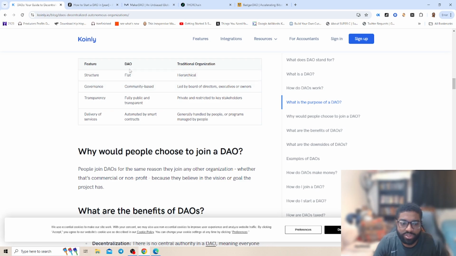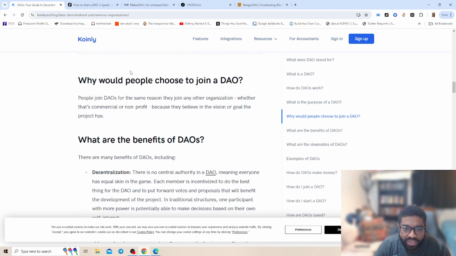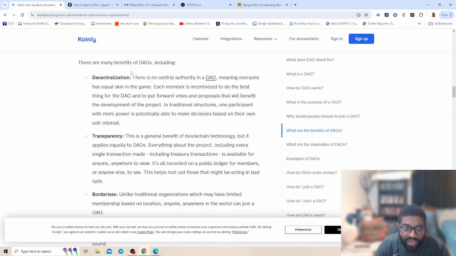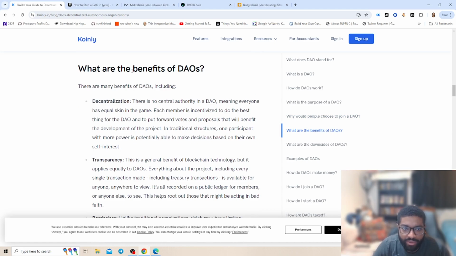Why would people choose to join a DAO? People join DAOs for the same reason they join any other organization, whether commercial or nonprofit, because they believe in the vision or the goal the project has. What are the benefits of DAOs? There are many benefits. Decentralization. There is no central authority in the DAO, meaning everyone has equal skin in the game. Each member is incentivized to do the best thing for the DAO, to put forward votes and proposals that will benefit the development of the project.